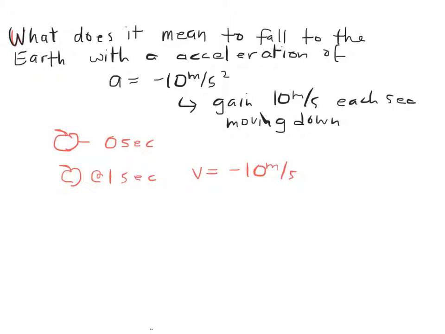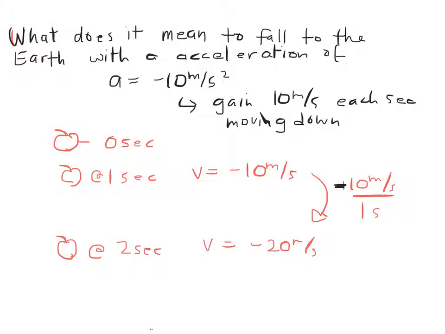If I let it go for another second, after 2 seconds, it will be falling at 20 meters per second downward. So you see that I'm adding an additional 10 meters per second every second. Well, technically that's minus 10 meters per second in 1 second. It's minus because going from negative 10 to negative 20 is minus 10.